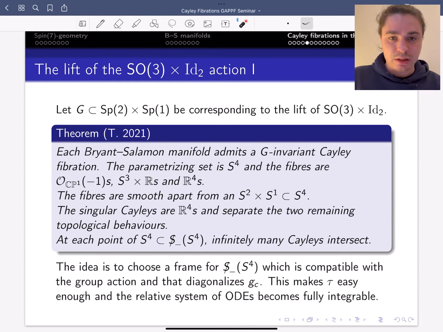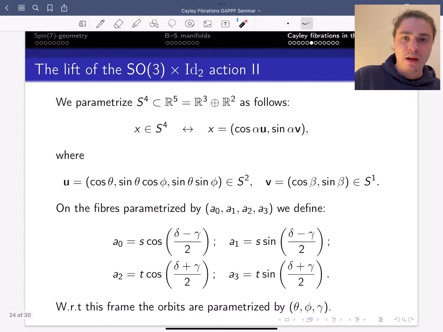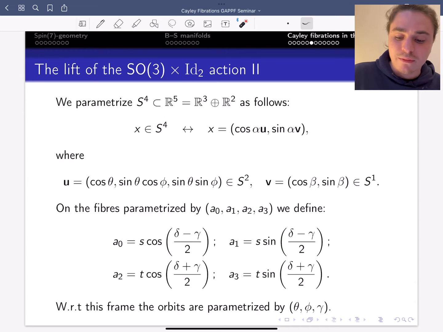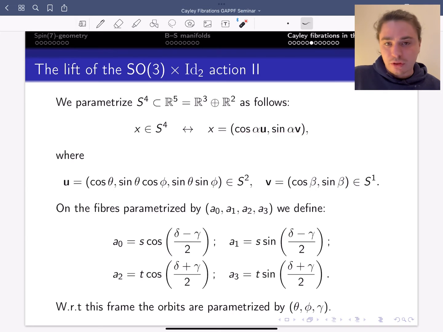So let's start by choosing the coordinates and so the frame for our action. We parameterize S4 contained in R5 by splitting R5 as a copy of R3 plus a copy of R2. This is because this is clear from this action here. So an element of S4 is going to be written as (cos alpha U, sin alpha V), where U is an element of S2, which we parameterize in spherical coordinates, and V is just an element of a circle.